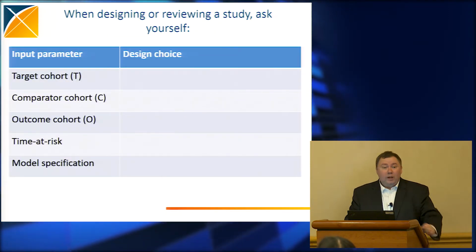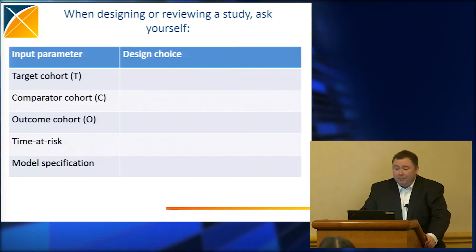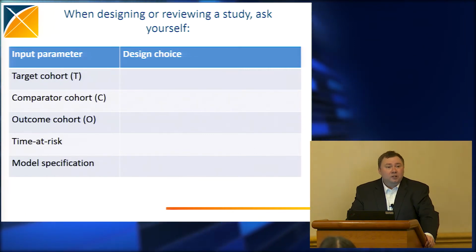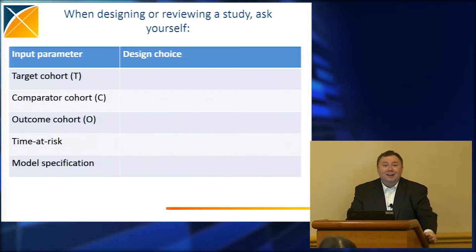So when you are designing your study, when you are reviewing someone else's study, when you're reading a paper, we want you to be asking yourself, what's the target cohort? What's the comparator cohort? What's the outcome cohort? What's the time at risk? And what's the model specification?